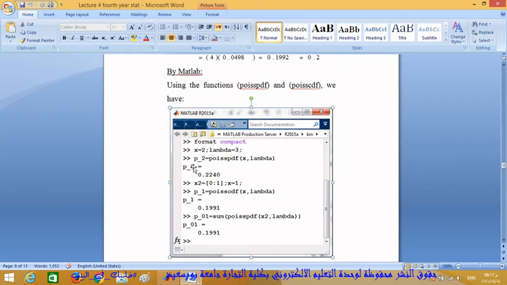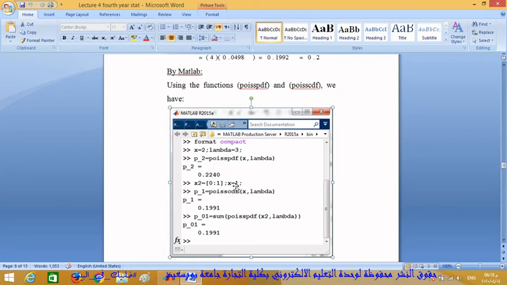Okay, so using MATLAB we will use Poisson PDF and the Poisson CDF. When computing P(2), we use Poisson PDF with x and lambda, where x equals 2 and lambda equals 3. This probability equals 0.224 as we computed by hand. At most 1 means 0 and 1, or from 0 to 1.